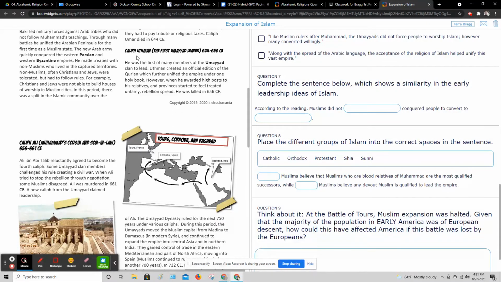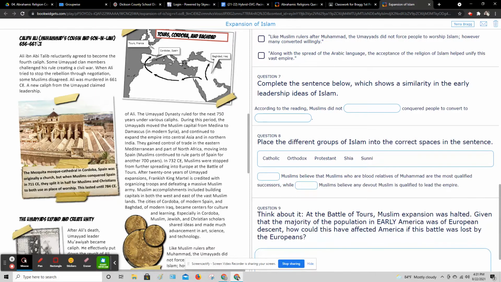So Caliph Uthman, he was the leader from 644 to 656. He was the first of many members of the Umayyad clan to lead. Uthman created an official edition of the Quran, which is their holy book, which further unified the empire under one holy book. So now they're all unified under the same holy book, like Christians being unified under the Bible, or Jews being unified under the readings of the Torah. However, when he awarded high posts to his relatives and provinces started to feel treated unfairly, rebellion spread. He was killed in 656. Did a couple good things, did some not good things. Sounds like a lot of leaders.